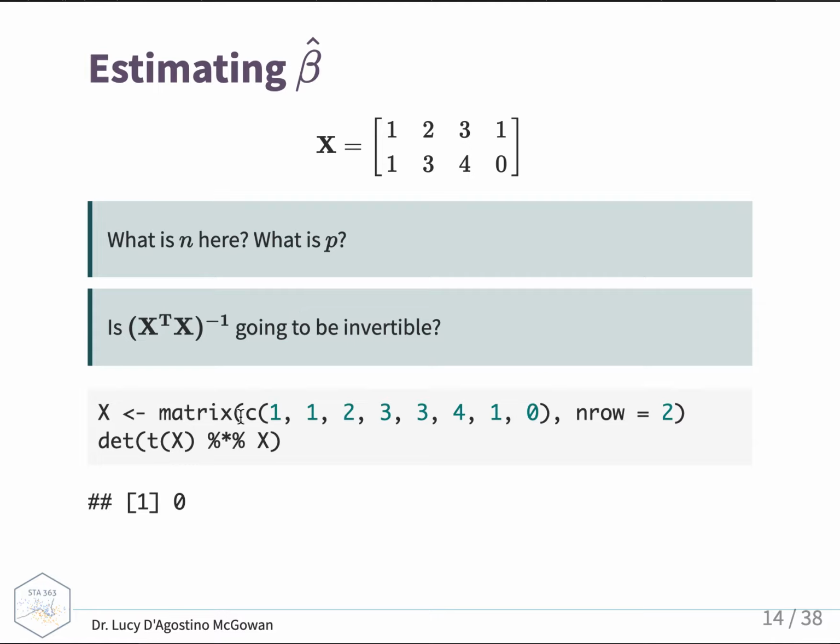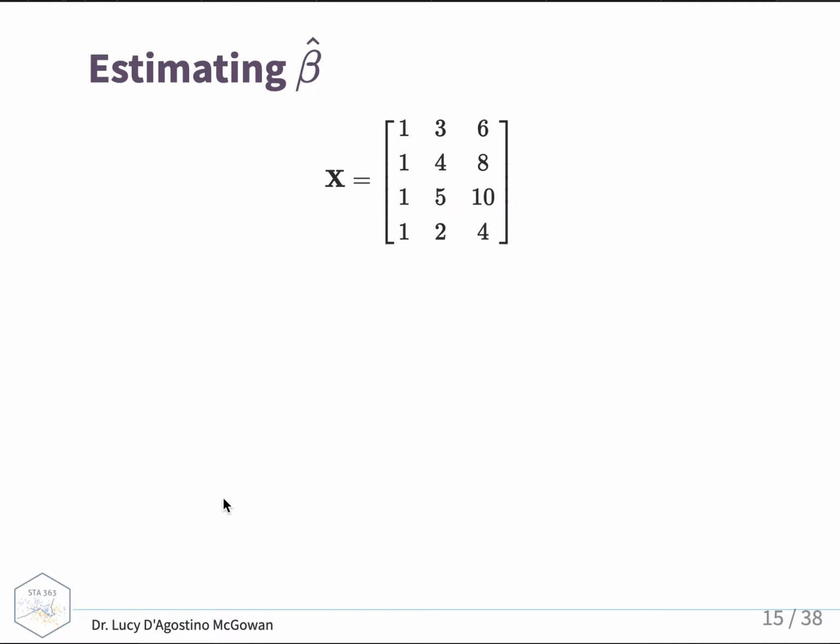So I can try this in R. I'm just going to build this matrix, this design matrix here. And I'm going to try to take the determinant. The DET function is going to let me take the determinant, and I'm going to take the determinant of X transpose X. And it turns out that determinant is 0, which tells me this is not invertible.